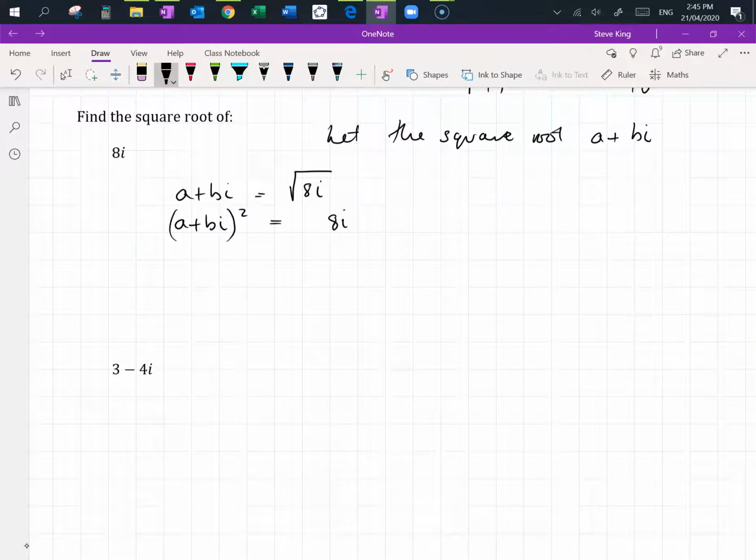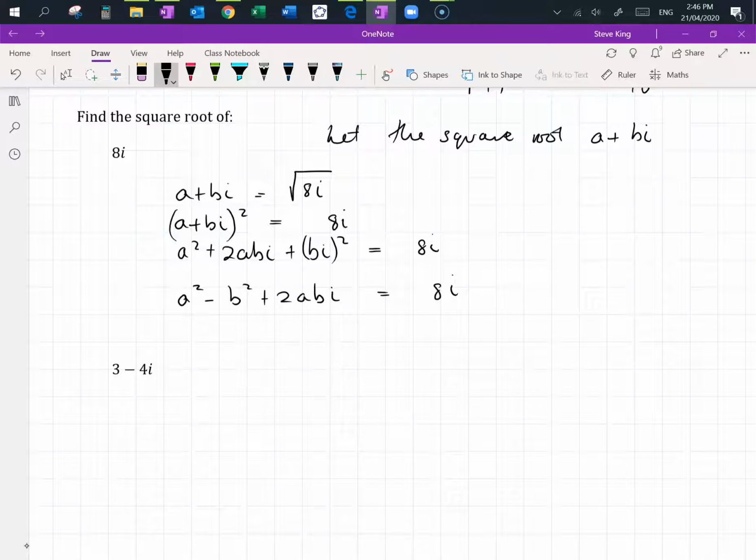So if I multiply out my left-hand side, I'm going to get a squared plus 2abi plus bi squared is equal to 8i. Now, bi squared is simply going to become a squared minus b squared plus 2abi, and that's going to equal 8i. Now I'm going to need a bit more space for this.